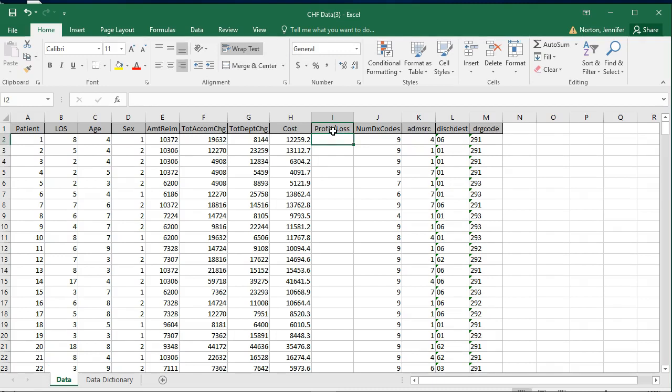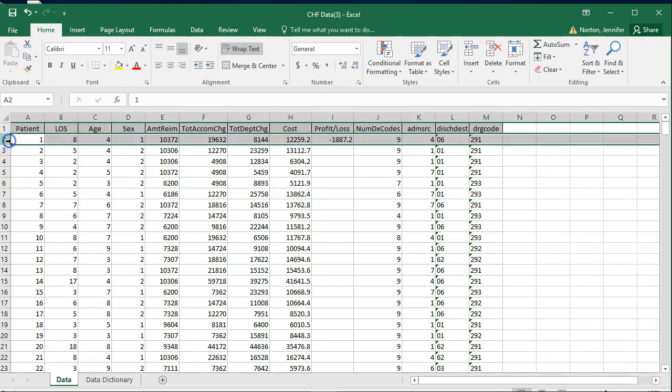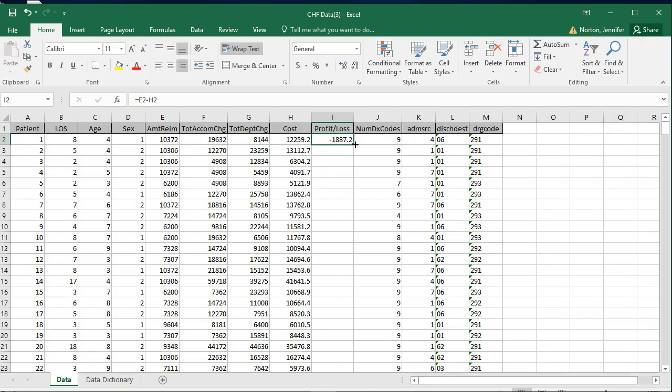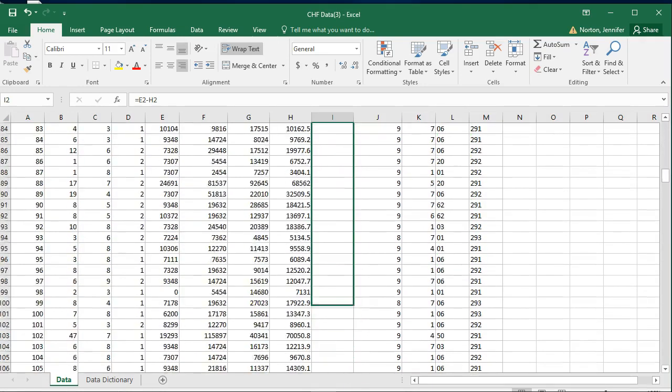column. So in order to calculate profit and loss, we have to take our amount that we are reimbursed, subtract our cost. So we have both of those variables now, equal sign, amount reimbursed, minus total cost, enter. Okay, so if you'll notice right off the bat, patient number 1 actually has a loss. It's got a negative number there. We want to copy this formula all the way through our data set.